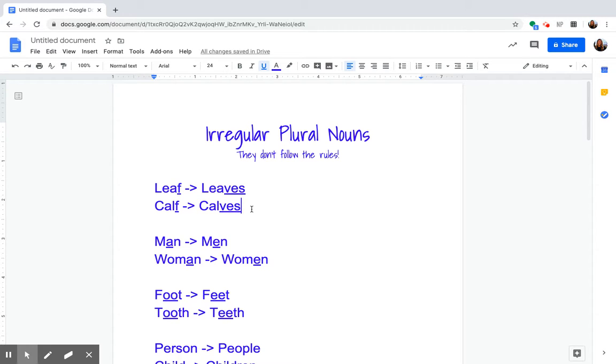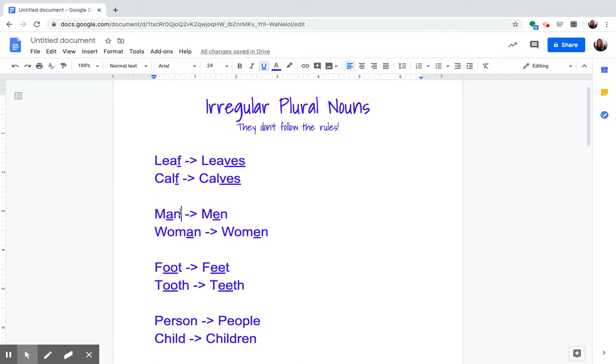Now remember, plural means we're talking about more than one thing, even sometimes more than a few things. It could be a lot of things. Plural nouns talking about more than one noun. So we're talking about more than one leaf, we have leaves. More than one calf, we have calves.